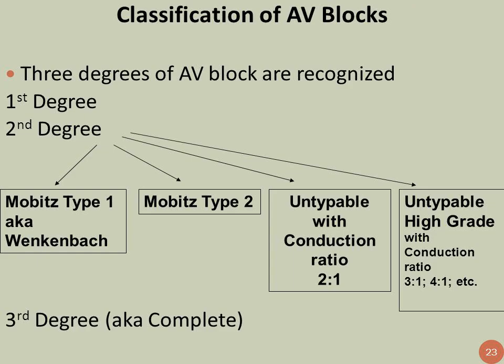Classification of AV blocks. Three degrees of AV block are recognized. First degree. Second degree. Third degree, aka complete. Second degree includes Mobitz type 1, aka Wenckebach. Mobitz type 2, with conduction ratio 2 to 1. High grade, with conduction ratio 3 to 1, 4 to 1, etc.